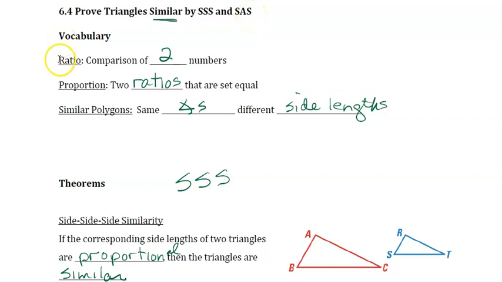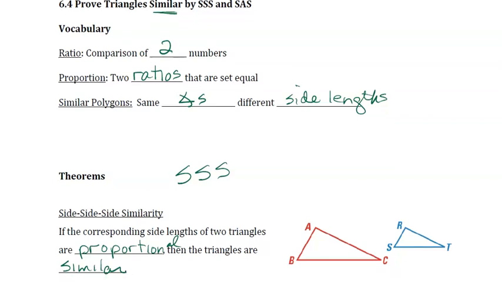So here's some vocab. The ratio is a comparison of two numbers. So we do that a lot in doing these proportions. Proportions are when you set two ratios equal. And remember that similar polygons have the same angles but different side lengths. In fact, the corresponding side lengths are always going to be in proportion if they are similar. And when you reduce that proportion to simplest terms, that is your scale factor.